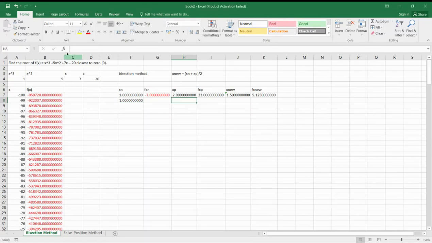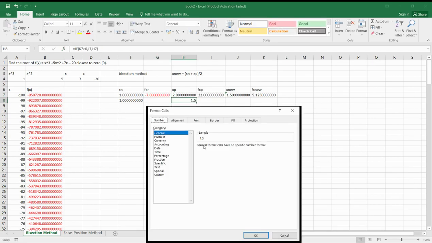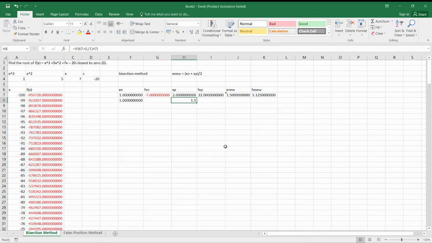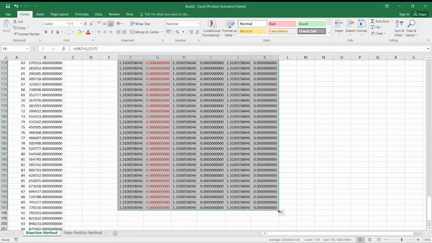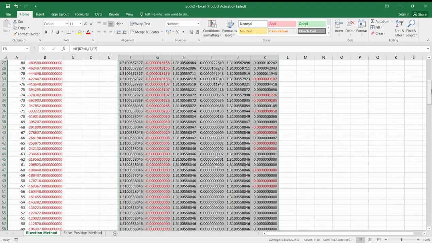And then for xp, we'll also use the IF function. And then the logical test will be if f of x nu is positive or greater than 0, then we'll take the value of x nu as the xp. However, if that is false, we'll take the previous value of xp. Then let's make that also in 10 decimal places. Then we are only going to drag this portion until we get the value f of x nu equals 0.